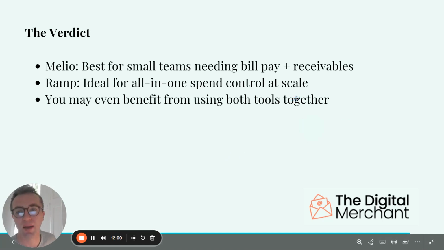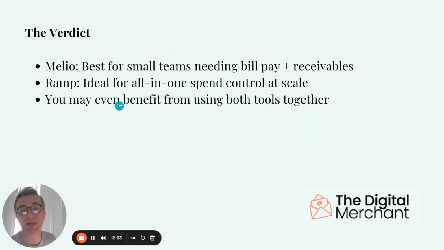So overall, generally speaking, smaller teams who just need bill pay and receivable functions should probably go with Melio. Then larger companies that are looking to control their spend at scale should probably go with Ramp. Depending on where you are, say if you're a mid-cap company and you need a comprehensive solution for accounts receivable, accounts payable, and your corporate spend, you might even look into using both tools at once. But essentially, smaller teams would be better off looking at Melio, bigger teams probably better off looking at Ramp. And other than that, it just depends on your individual needs.